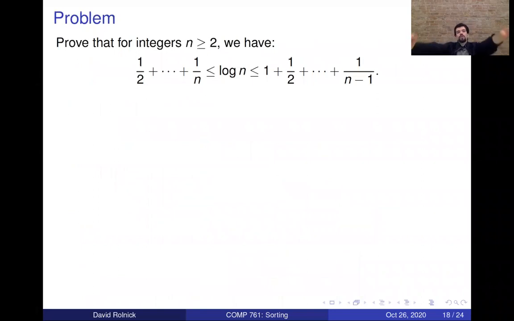OK, so this will be useful now in the next thing we prove. Prove that for integers n at least 2, we have that log n is between 1/2 plus 1/3 plus 1/4 all the way up to 1/n, and 1 plus 1/2 plus 1/3 plus 1/4 all the way up to 1/(n minus 1). How can we do this?